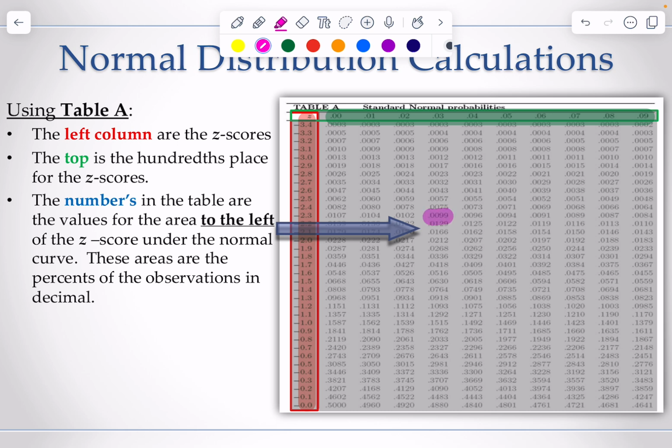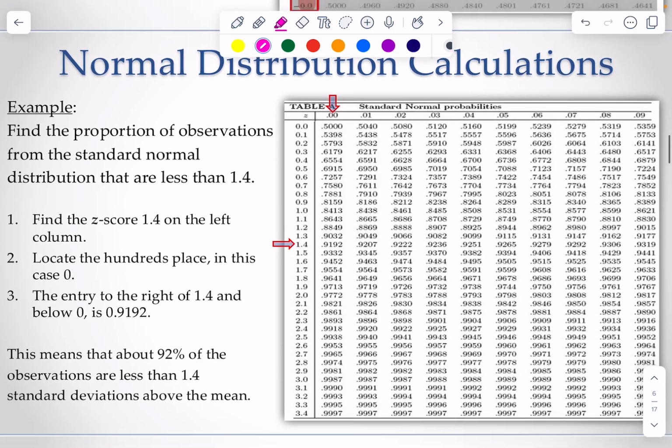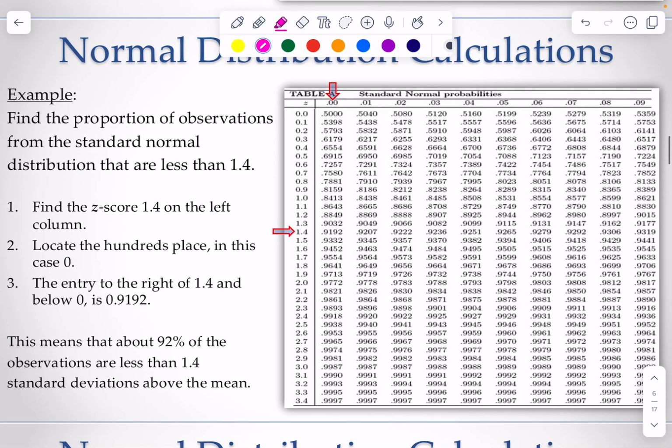So these little decimals that we see throughout the middle of the table tell us how much area, what proportion of values would be less than or left of that particular z-score. And then whatever proportion is associated with that z-score goes back to our original context. It's the same percent of observations that would be less than the particular value that I had in question to begin with.